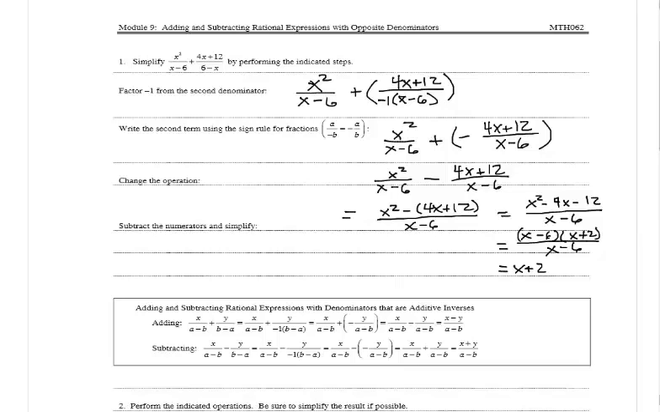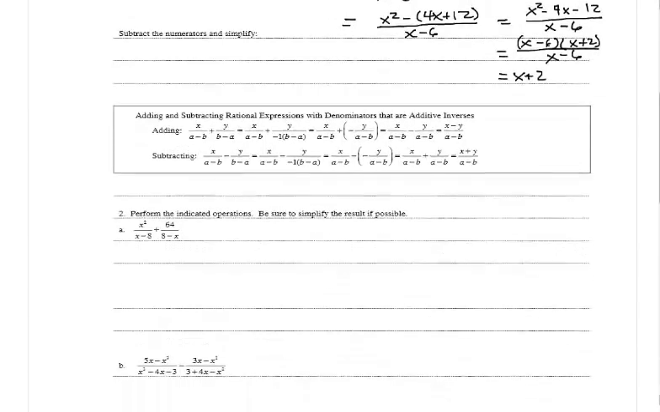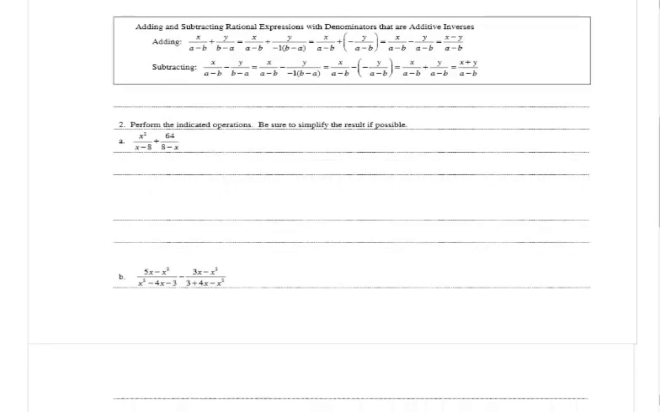So we're going to use the sign rule whenever we have opposite denominators. And this box goes through and talks about the process we just performed and doing that when rational expressions have denominators that are additive inverses. So now let's take a look at a couple more examples.